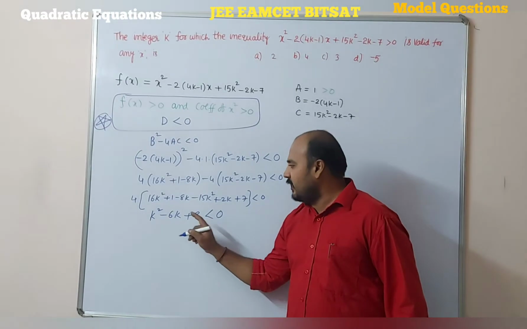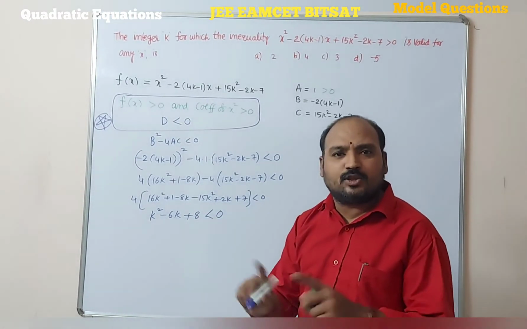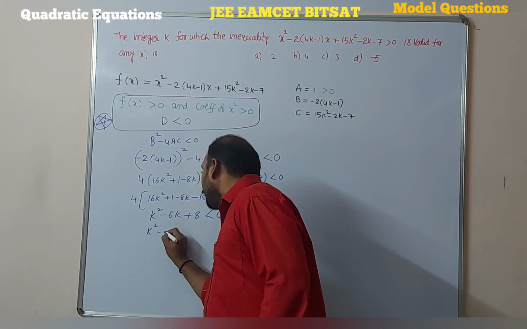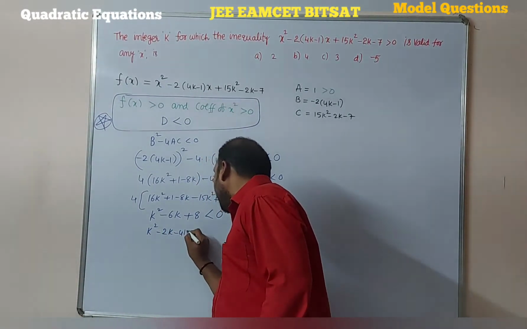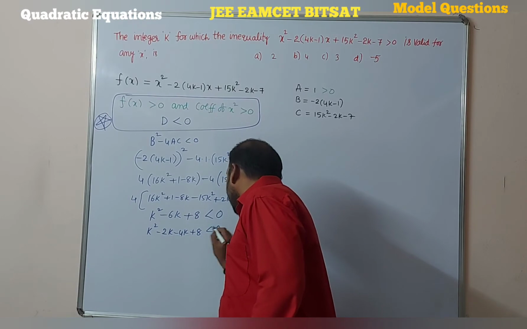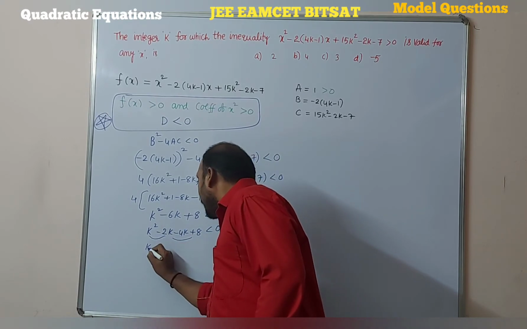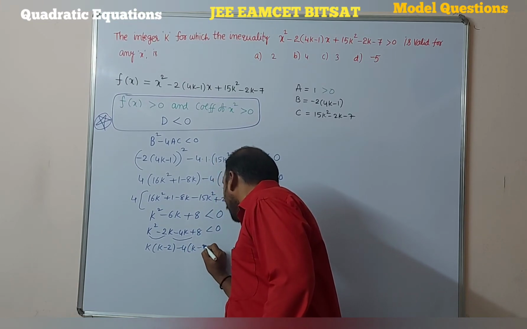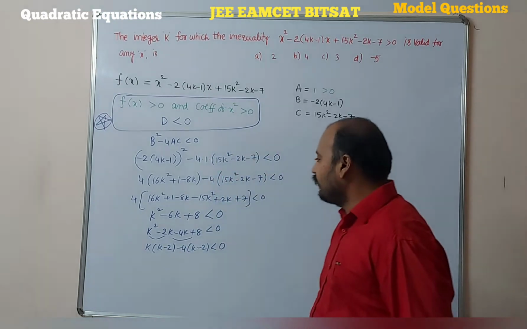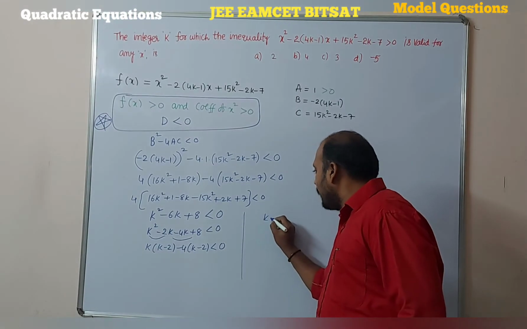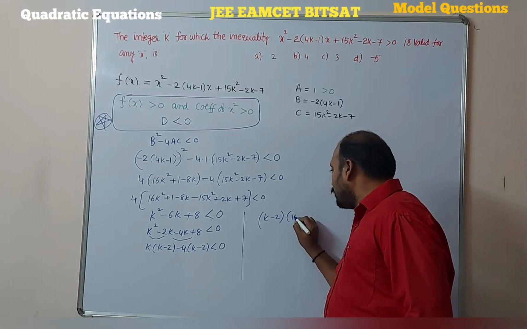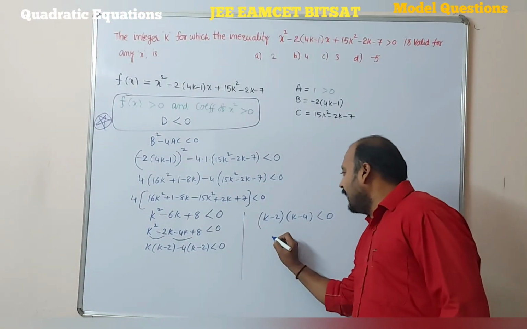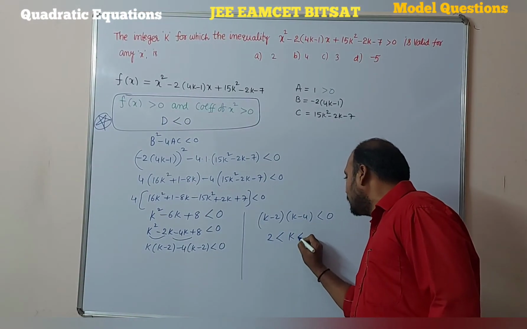Here 8 is there, here minus 6 is there, 4 minus 2, minus 4 minus 2, here minus 4 into minus 2. So k square minus 2k minus 4k plus 8 is less than 0. So k into k minus 2 minus 4 into k minus 2 is less than 0. So we can write it as k minus 2 take common, k minus 2 into k minus 4 is less than 0. So this can be written as 2 is less than k is less than 4.